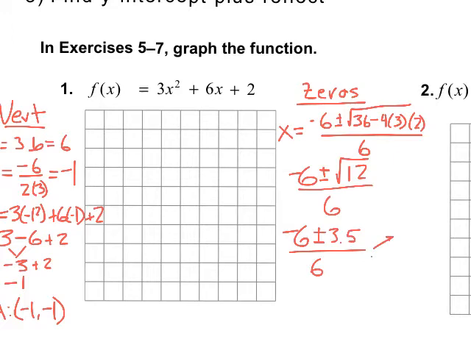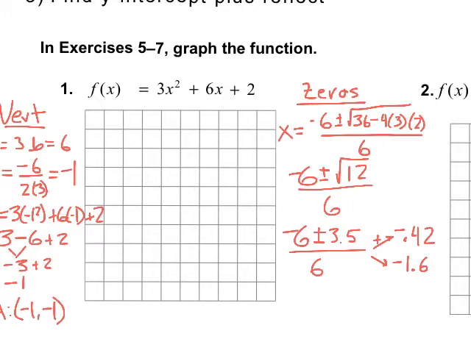And I do my plus and my minus. So for plus, I would do negative 6 plus 3.5. And then I would divide that by 6 and get negative 0.42. So negative 0.42. And then I would do my minus. I already did my plus. So negative 6 minus 3.5. And then I want to divide that by 6. And I end up with negative 1.6.